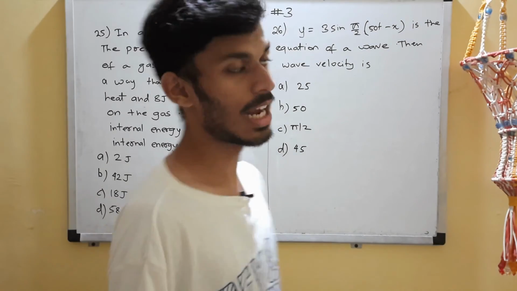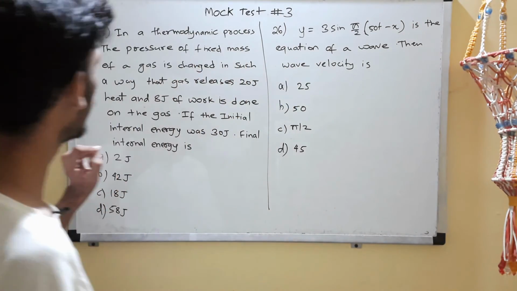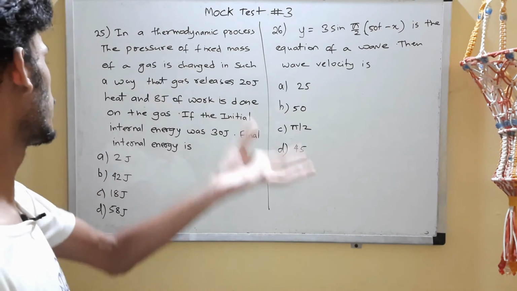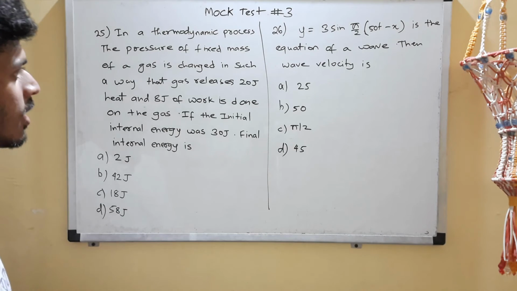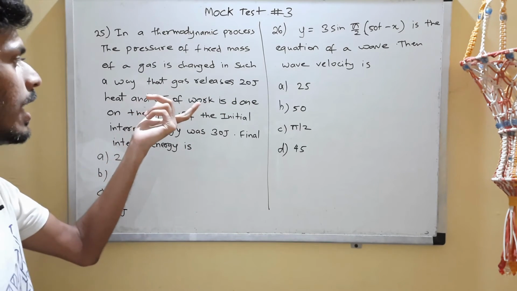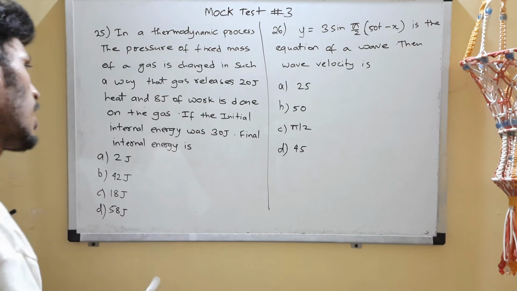Question number 25 and 26 over here. In question 25, we have a thermodynamic process in which we change the pressure of a fixed mass of a gas, and it is done in such a manner that the gas releases 20 joules of heat and 8 joules of work is done on the gas.